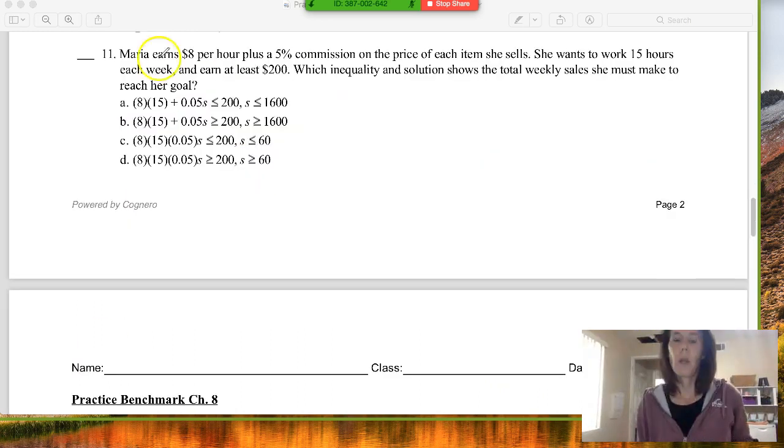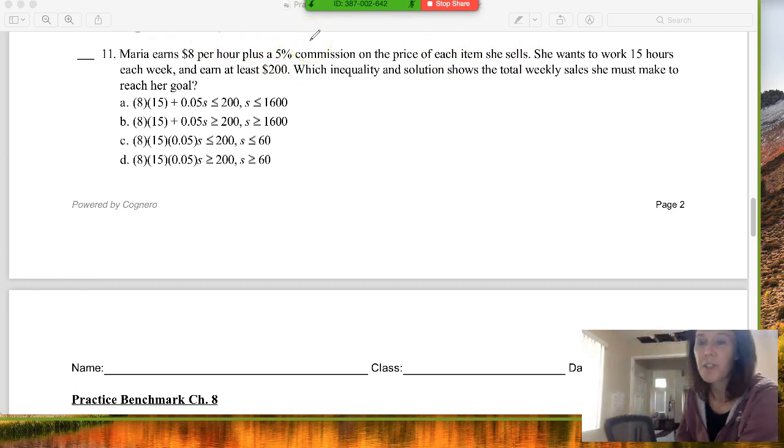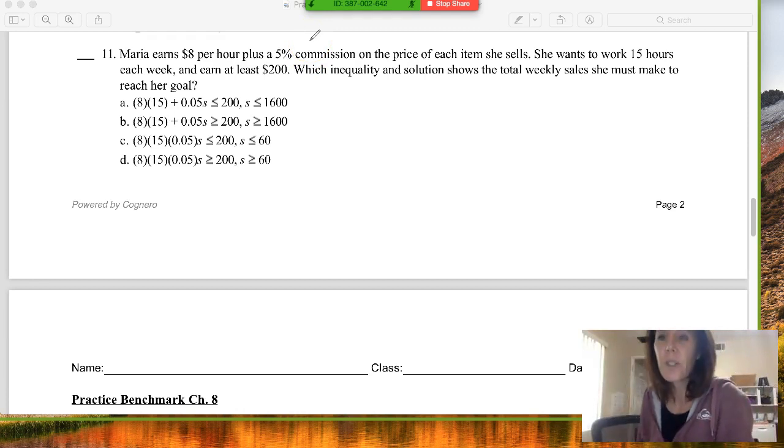So we have C. C is your solution. Okay, Maria earned $8 per hour plus a 5% commission on the price of each item she sells. This is common for a sales job, right? You'll earn a small hourly wage, and then you'll get some commissions on things that you sell. She wants to work 15 hours each week, and she'd like to earn at least 200. Which inequality and solution shows the total weekly sales she must make to reach her goal.